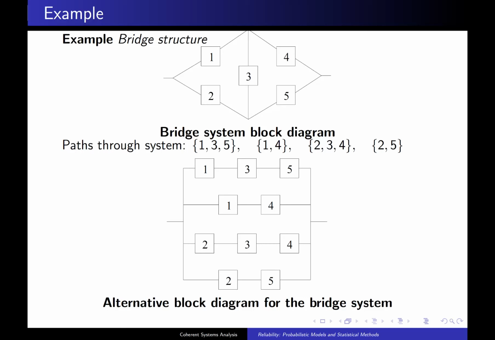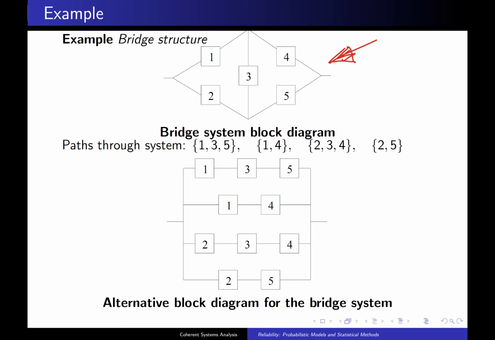Another example here is something known as a bridge structure. This does not occur a lot in practice, but it's a slightly more complicated system. And here is the block diagram for a 5-component bridge structure.